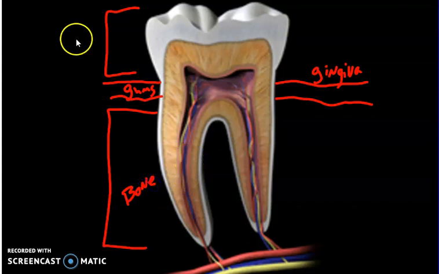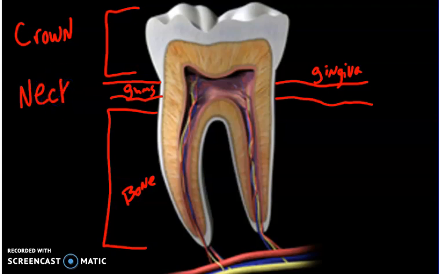So let's give them names. The part of the tooth that you can physically see is called the crown. So if you've ever had a crown done, that means they put a cap on your tooth. Where the crown and the gums meet together is called the neck. Okay, the neck is kind of hard to distinguish from the gums. It's usually going to be a bracket because it's a region, okay?